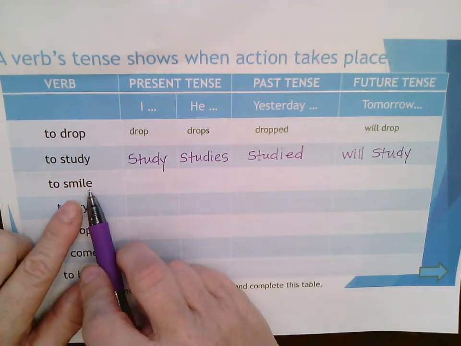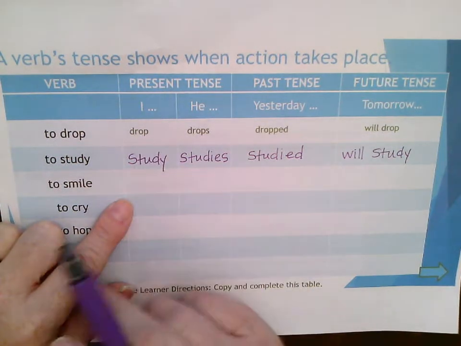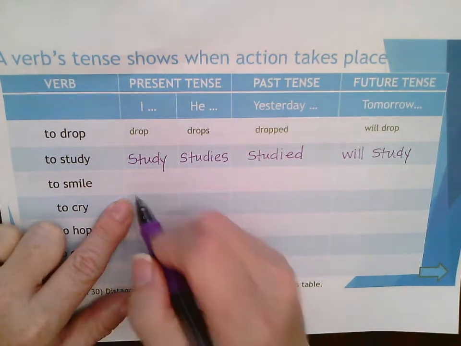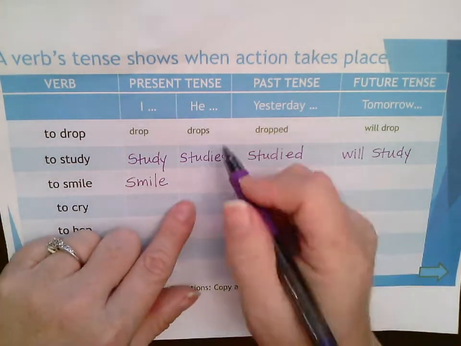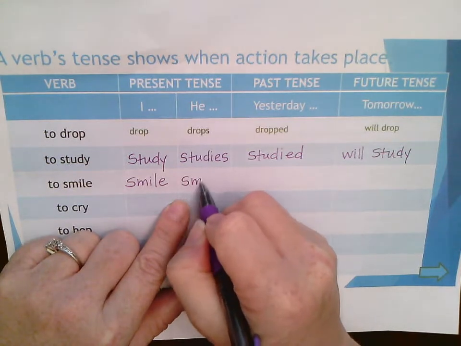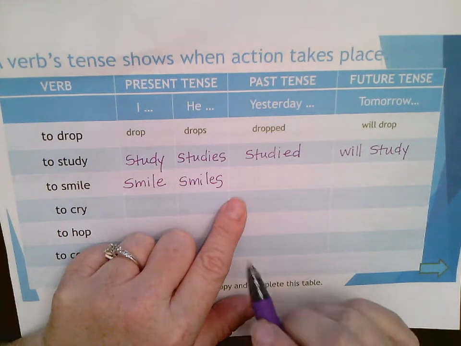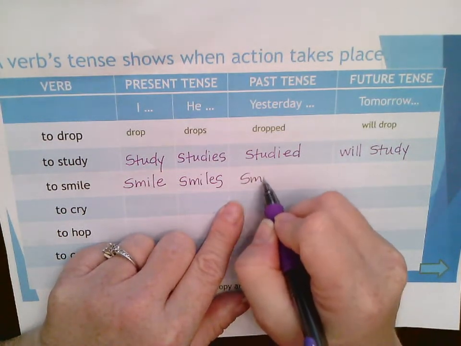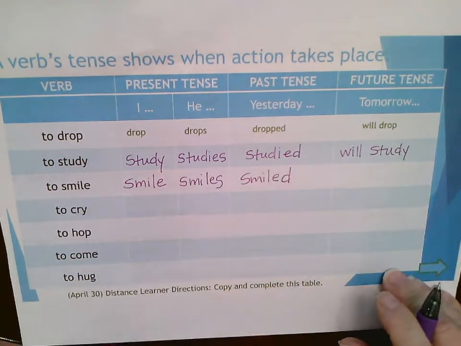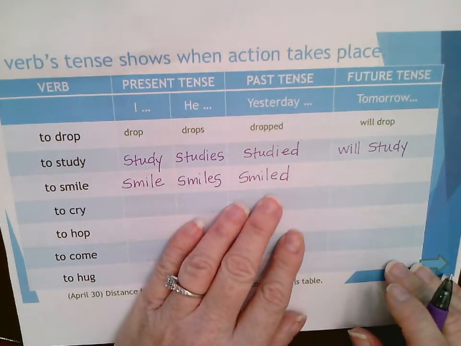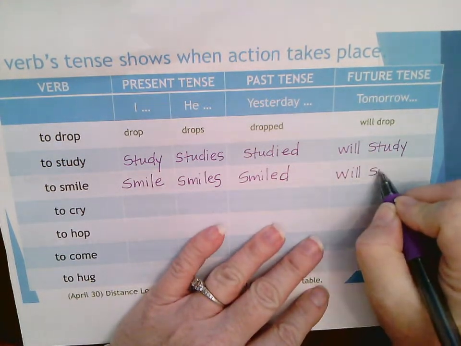Oh, here's smile, and there's a silent E on the end. This won't be too hard. So let's see, present tense happening now. I smile. I just leave smile as it is. He smiles. I'm going to add an S to that. Past tense, I need it to end in an ED. So smile already ends in an E. All I have to do is add a D for past tense. Tomorrow, I will smile.